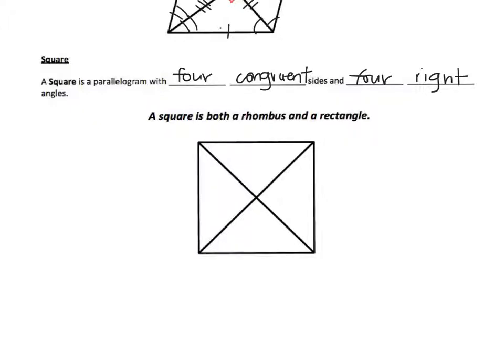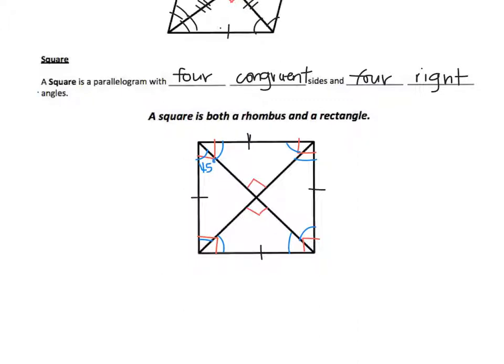So go ahead and label what we know. All of our sides are congruent. All of our angles are right angles. We also know that the angles formed by the diagonals are right angles as well. We also know that when our diagonals are drawn, they bisect our opposite angles, which means all of these angles are congruent to each other. And because they're bisected, they're more specifically all going to be 45 degrees. Go ahead and label that.